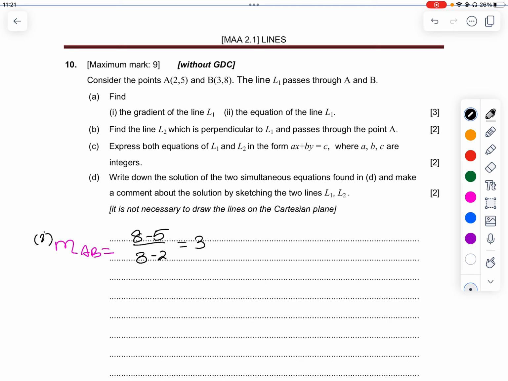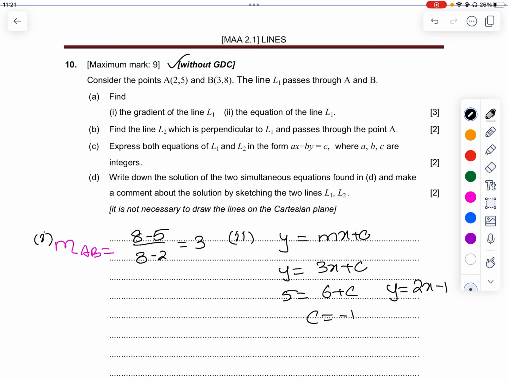This is the first part. Second part, y equals mx plus c. So what am I going to get there? y equals 3x plus c, but it passes through (2, 5), so plug in 5. So 6 plus c, so c equals negative 1. So y equals 3x minus 1.